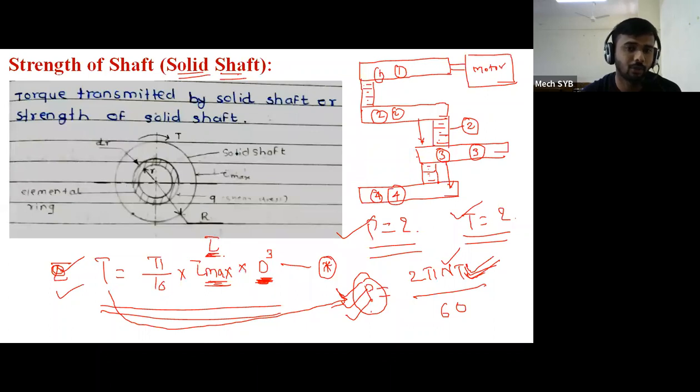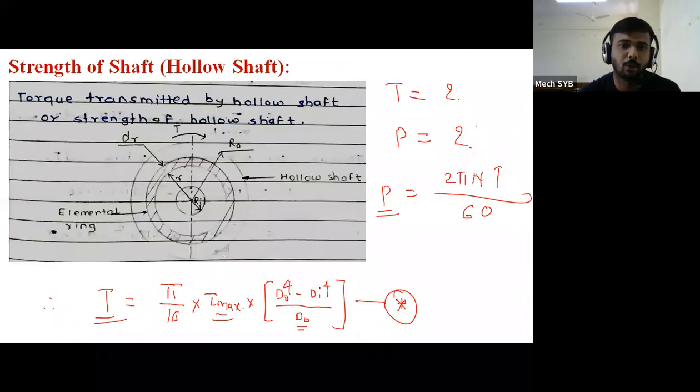Strength of shaft, in bracket solid shaft: capital T is equal to pi by 16 into tau max into d cube. And for the hollow shaft, capital T is equal to pi by 16 into tau max into du raised to 4 minus dr raised to 4 divided by du. Okay, I hope everyone has taken these formulas in your notebook. If you have not taken them, immediately take the list of the formulas.